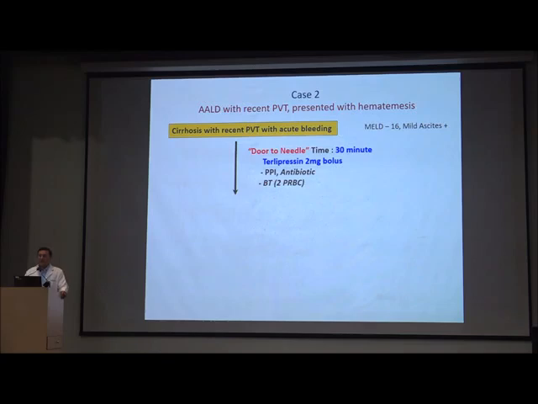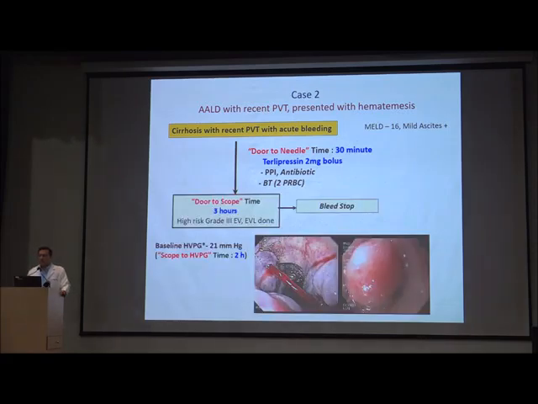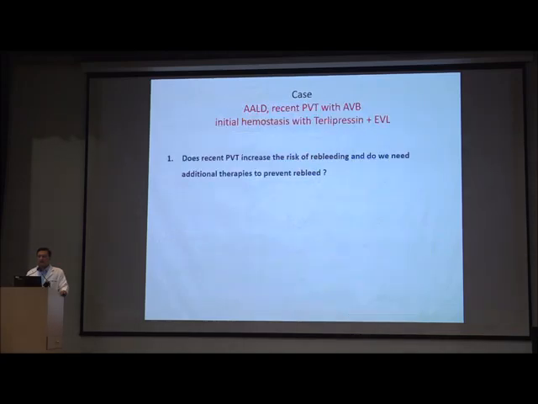Now coming to case 2. This is a patient with cirrhosis with recent portal vein thrombosis, now presenting with acute variceal bleed. He had a MELD score of 16 and mild ascites, and the door to scope time was 3 hours. The patient was adequately managed with terlipressin injection and endotherapy for large esophageal varices. EVL was done, and bleeding was stopped.